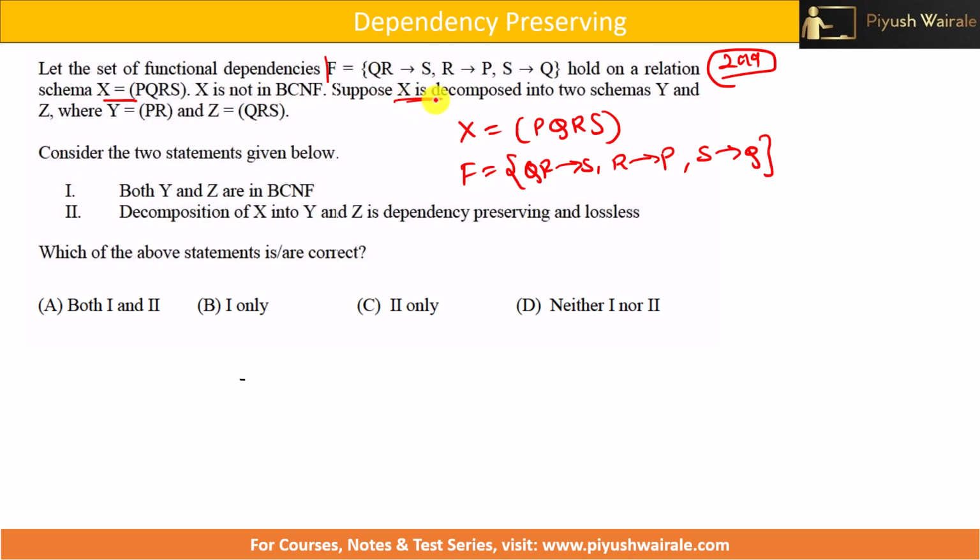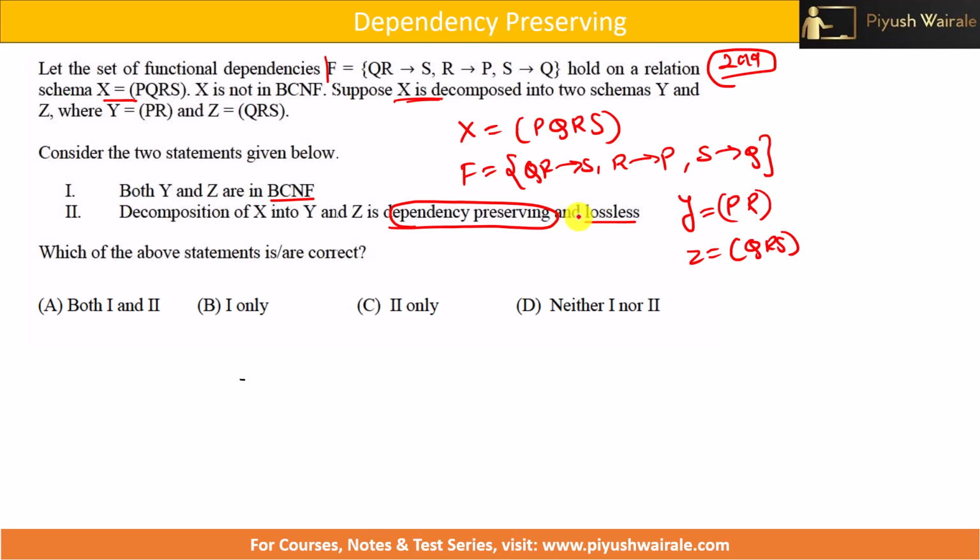Suppose X is decomposed into two schemas, Y and Z, where Y is basically PR and Z is basically QRS. So X is decomposed into Y and Z. Consider the two statements given below. First one is both Y and Z are in BCNF. Second one is the decomposition of X into Y and Z is dependency preserving and lossless. So we have to check for a BCNF condition, a lossless condition and a dependency preserving one.